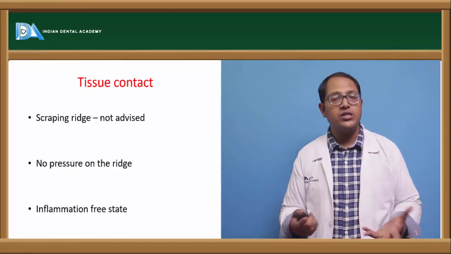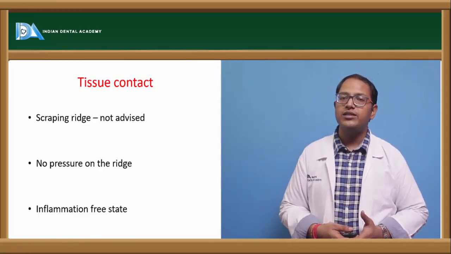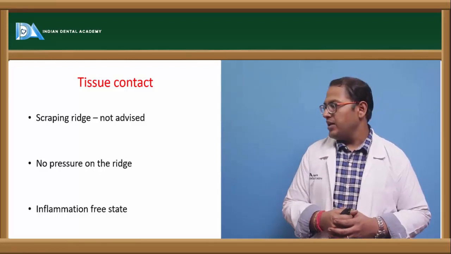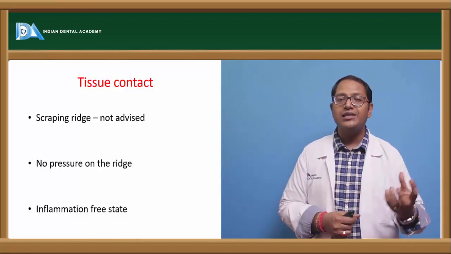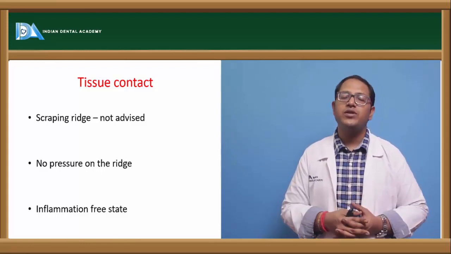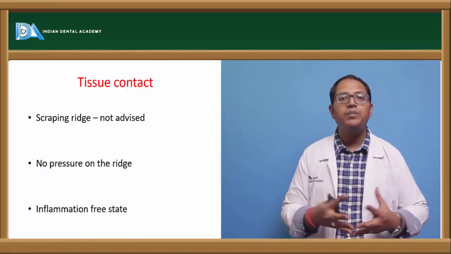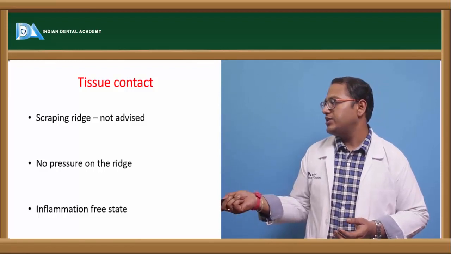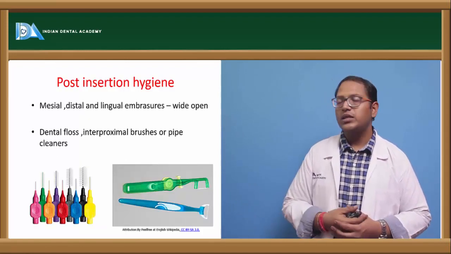Scraping the ridge is not advised at all these days. No pressure on the ridge is a very important thing. It should be as little contact with the ridge as possible, and also there should be no pressure. And an inflammation-free state, because once too much pressure is put on, that surface will turn red and be totally wounded. Now a wounded surface will not be good for the health of the gingiva, the periosteum, and all the perioral structures around the tooth and the abutment teeth. So that is the reason an inflammation-free state should be present where the contact is with the Pontic.